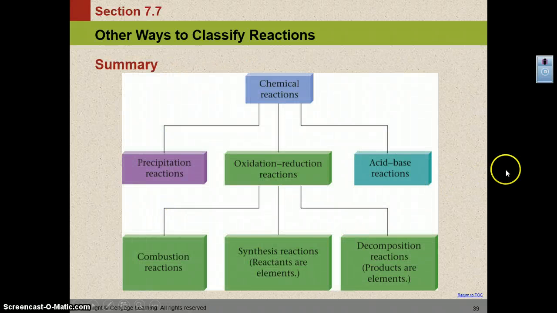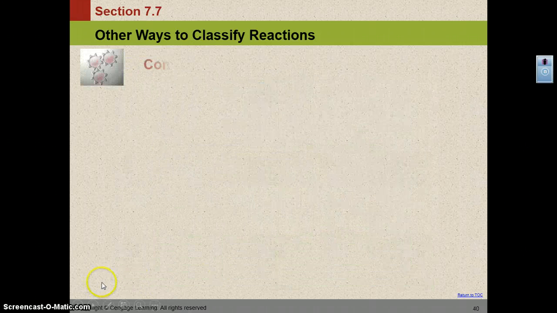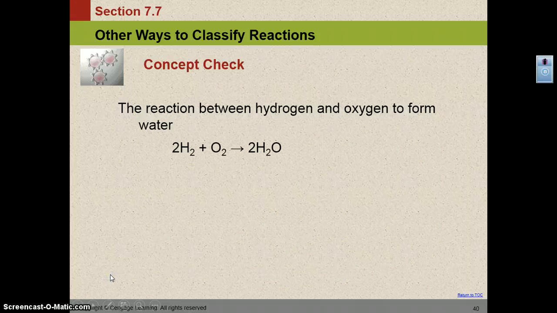So if we're going to take a look at the overall flow chart for this, we classify all chemical reactions based on whether they are acid-base, oxidation reduction, or precipitation reactions. And then those oxidation reduction reactions can be further divided into synthesis, decomposition, and we can identify them as combustion as well. So let's take a look at this example real quick.